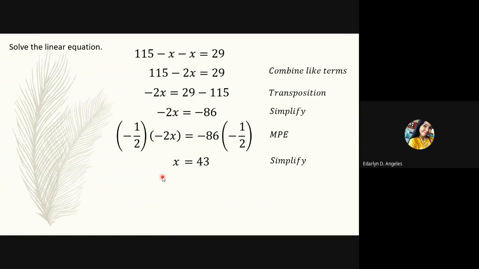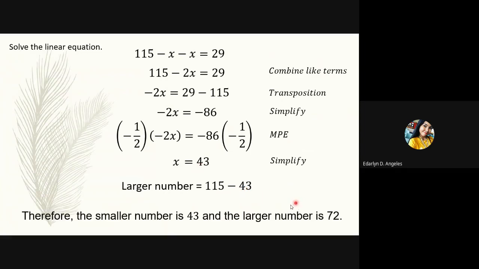Going back to our word problem, our x there is the smaller number. Do you still remember? So our x is the smaller number, and our larger number is the sum minus the smaller number, which is 43, and that would be equal to 72. So therefore, class, the smaller number is 43 because that is our x, and the larger number here is the difference of this one, which is 72.